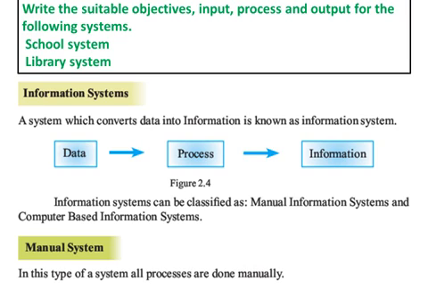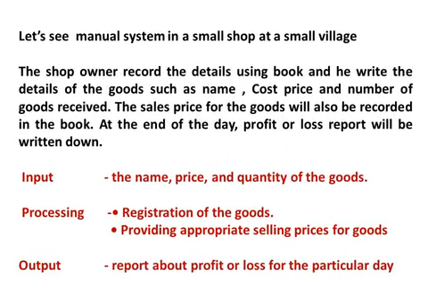In a manual system, all processes are done manually. Let's consider the examples for that. Let's see a manual system in a small shop in a small village. Here I mentioned how to carry out a manual system in a shop in a small village. In this system, all the activities are conducted by human beings, so this system depends on humans.